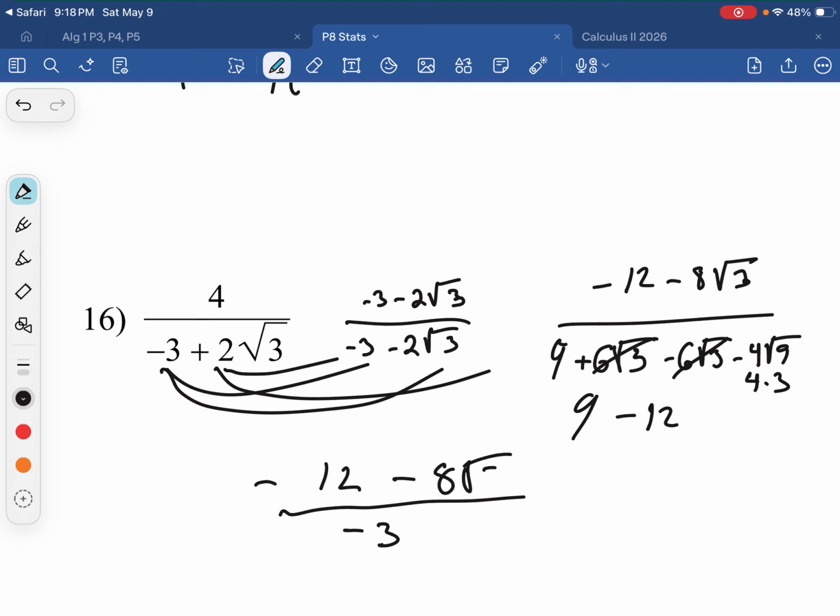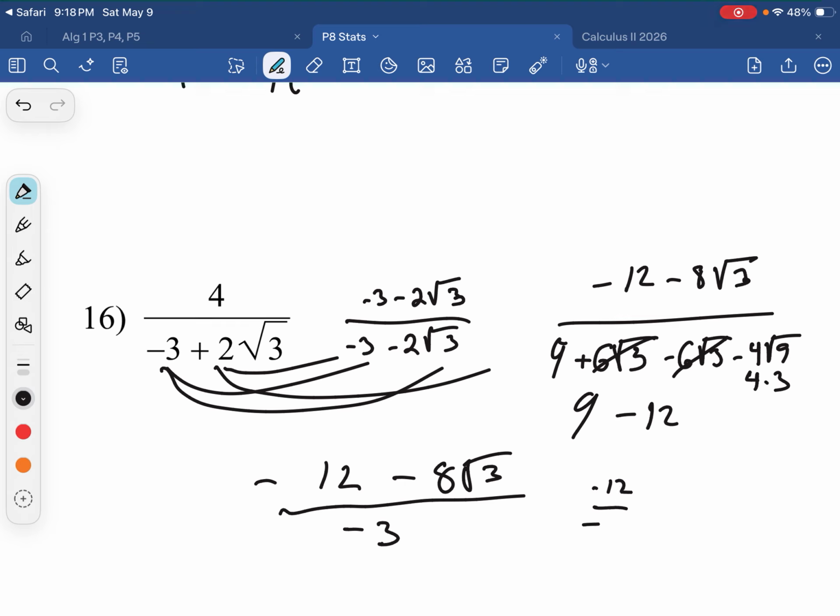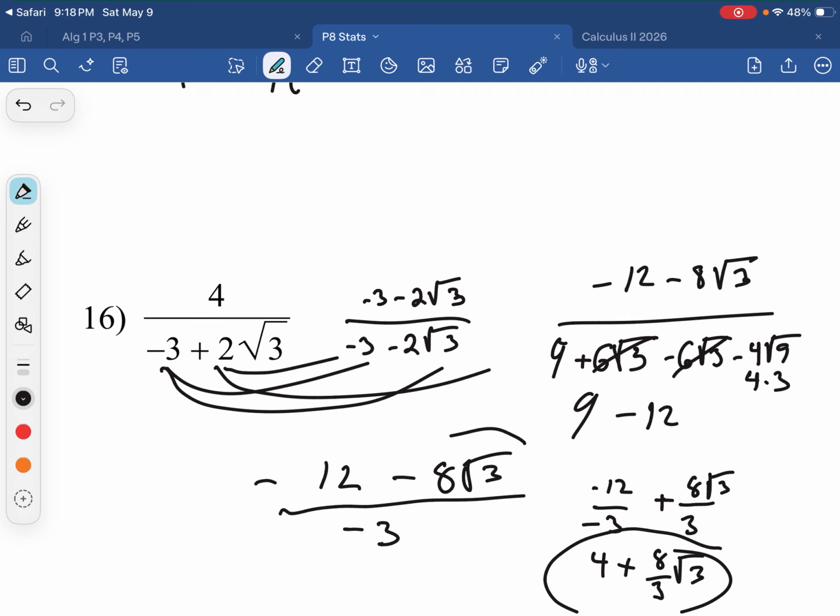We're taking away 8 square root 3. If we wanted to factor out the 3, it's not going to work with the 8. You could, if you wanted to, write this as negative 12 over negative 3 plus 8 over 3 square root 3. So you get 4 plus 8 over 3 square root 3. Sometimes you'll see this, especially for complex numbers, that they'll simplify what could be the real parts or the complex parts, but I would be fine with this answer.